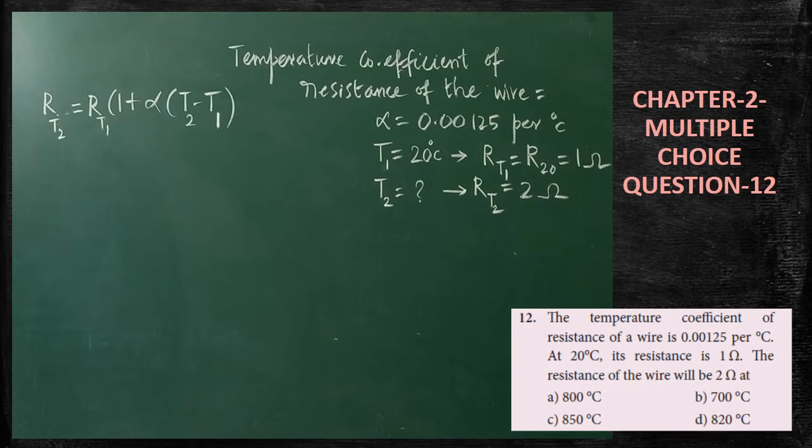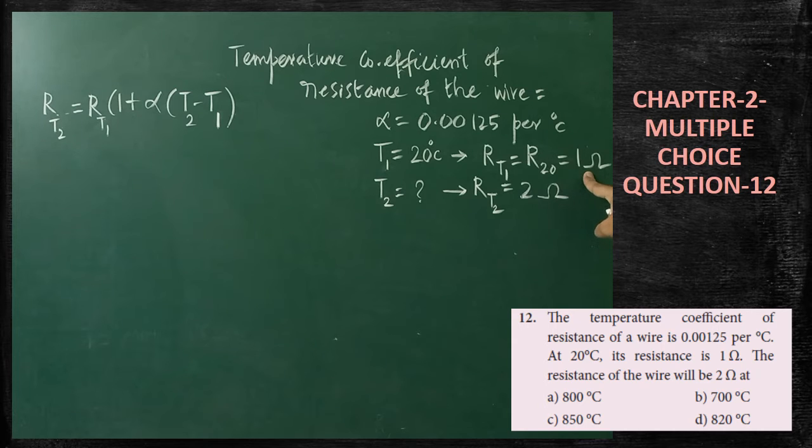Now we are going to solve the 12th problem in chapter 2, multiple choice question. Here one wire is given, and the temperature coefficient of resistance of the wire is given. The value is mentioned as alpha, its value is 0.00125 per degree Celsius. At a particular temperature, 20 degrees Celsius, the resistance of the wire is 1 ohm.